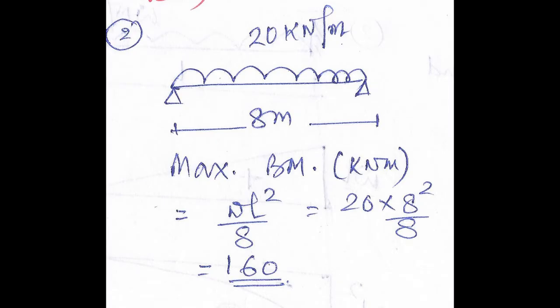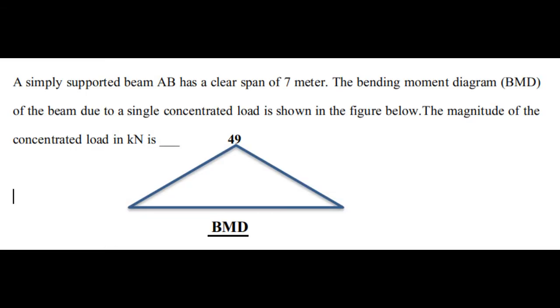A simply supported beam of 8 meter I have drawn. 20 kilonewton per meter the uniformly distributed load is acting. So maximum bending moment in kilonewton meter is WL square by 8 for a simply supported beam with UDL on it. W is 20, L is the span, that is 8. So if we calculate, the answer comes out to be 160 kilonewton meter. Let us see next question.